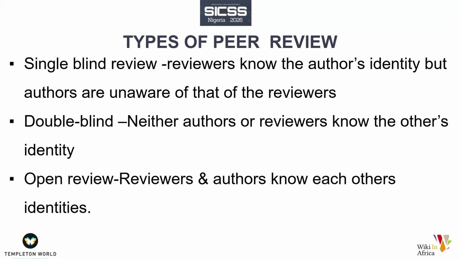That's single blind. Then you have double blind. That's what's mostly used now. Neither the authors nor the reviewers know each other's identity. When they send the paper to me to review, they don't include the author's information. Are you following me? Each of them has their advantage and disadvantage. Then you have the open review, where the authors and reviewers know each other. So these are the types of peer review identities.